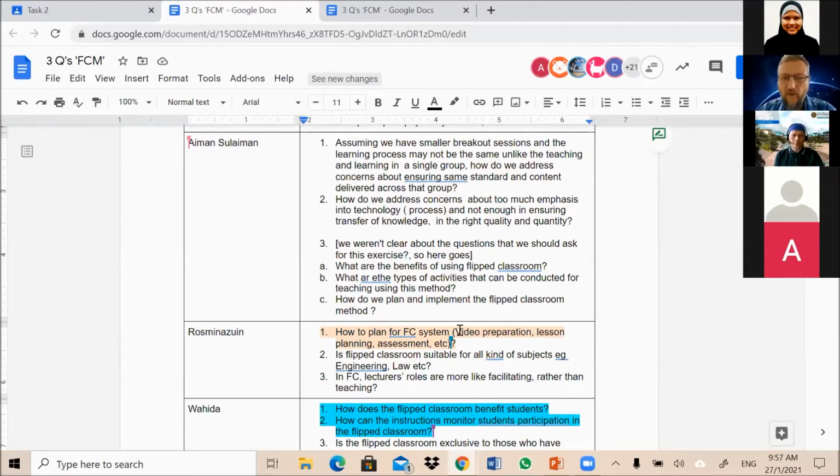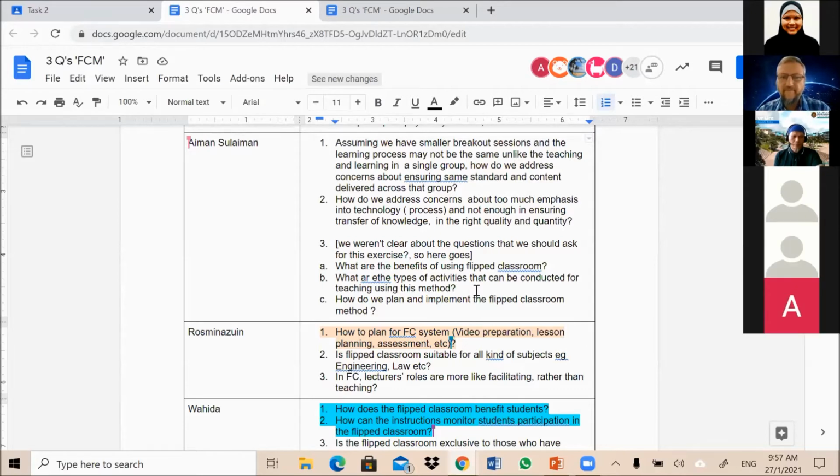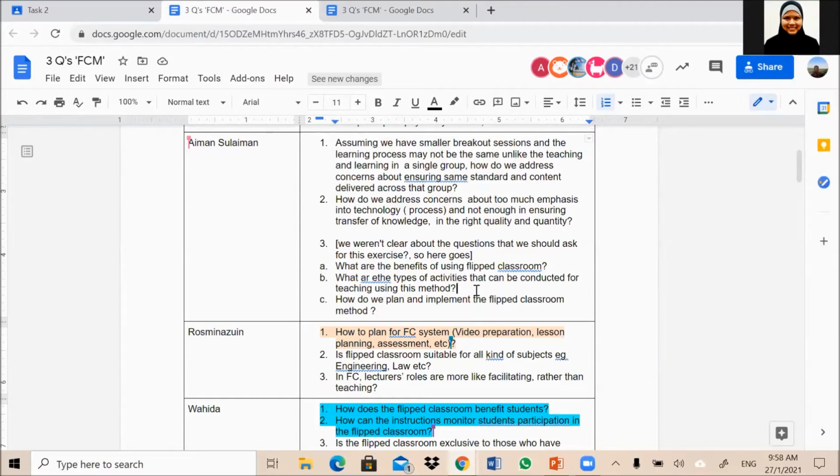So second question, what are the types of activities that can be conducted for teaching using this method? Any takers? Can we do online quizzes, like Kahoot, to make the session more lively? I suppose.